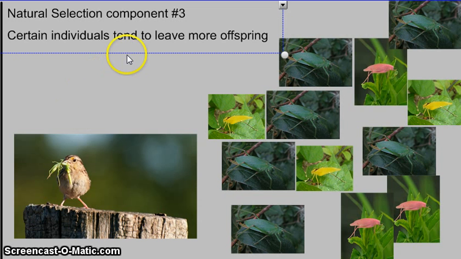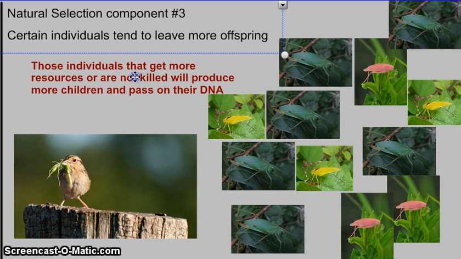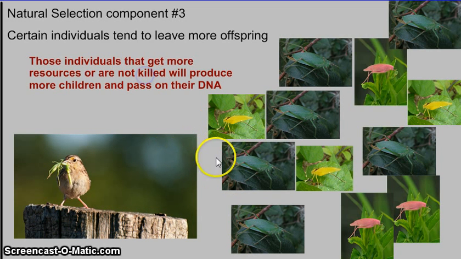The third component: certain individuals are going to tend to leave more offspring. As a result of predation by this sparrow, some of these katydids are more likely to die, and therefore less likely to reproduce. Those individuals that get more resources or are not killed will produce more children and pass on their DNA.